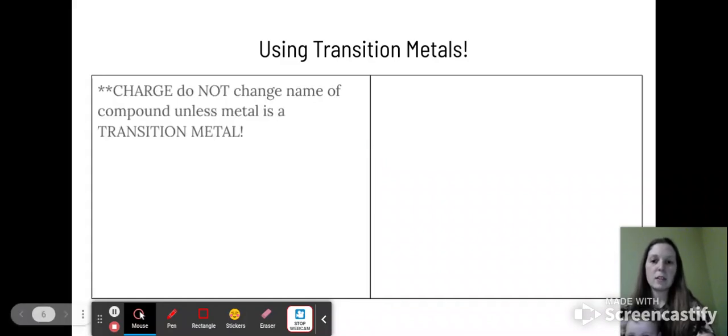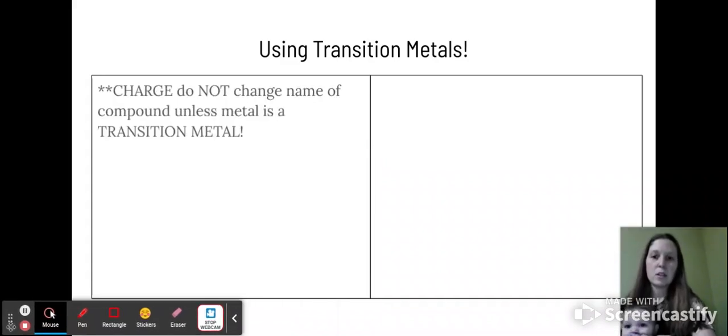All right, now let's talk about using transition metals. For transition metals, we know that with a basic metal, a 1A, 2A, or 3A metal, the charge does not change the name of the compound. But with a transition metal, we do have that change.